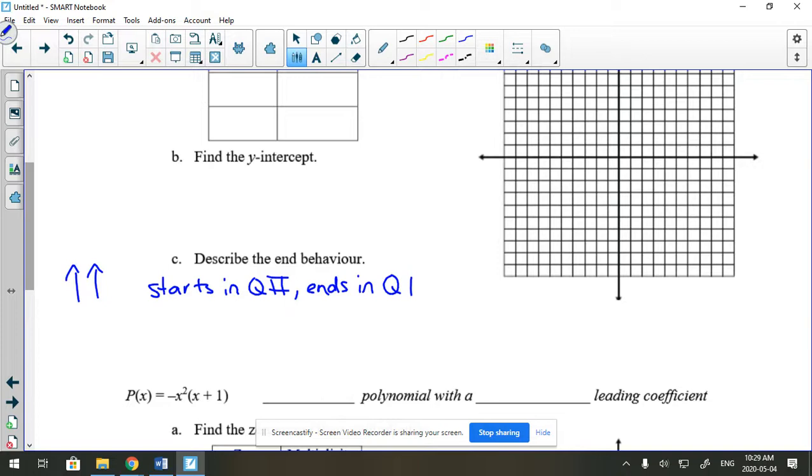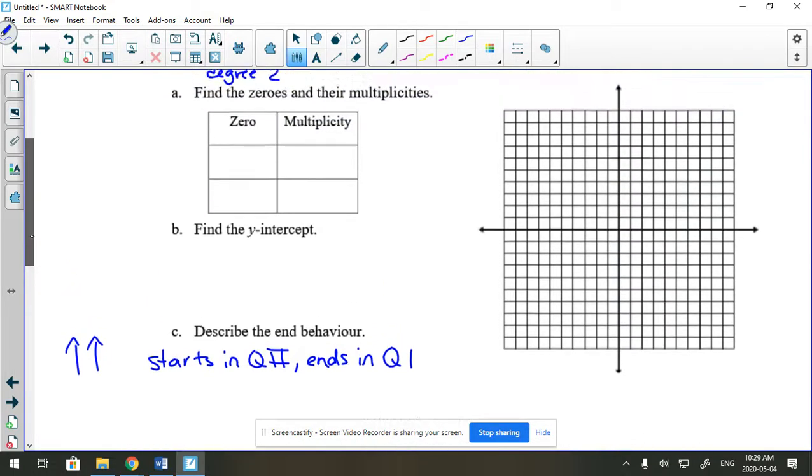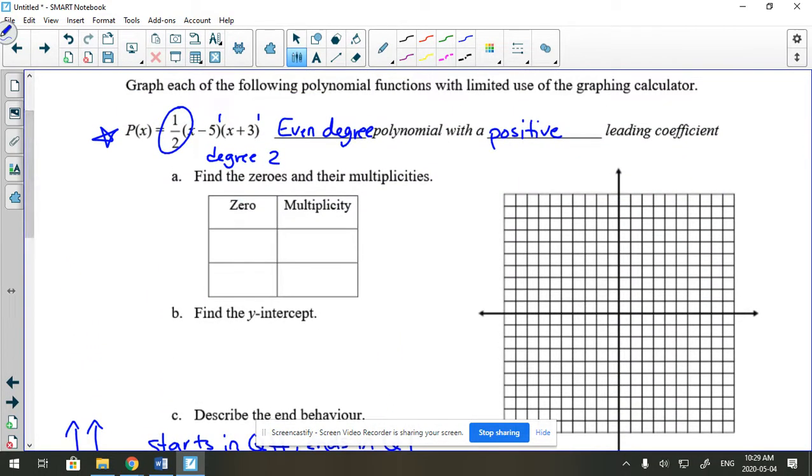The next thing we're going to do is find the zeros and their multiplicities. So I'm going to look at my factored form here. Again, almost all of them are factored for you, so you don't have to worry about that. I can see my 0 for this one is x must equal 5, and my 0 for this one is x must equal -3. And their multiplicities are their exponents, and each exponent is 1.